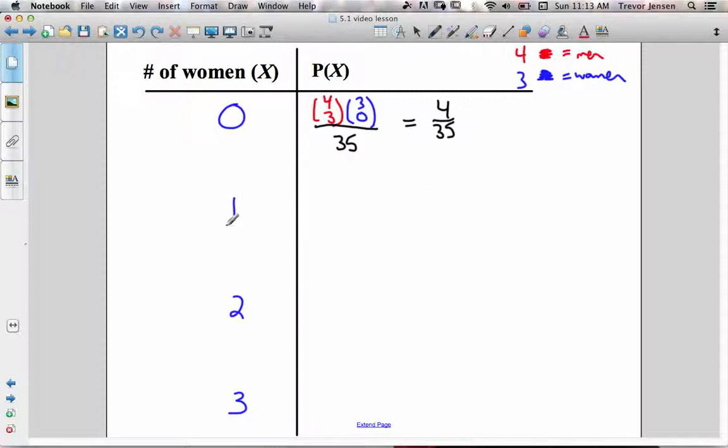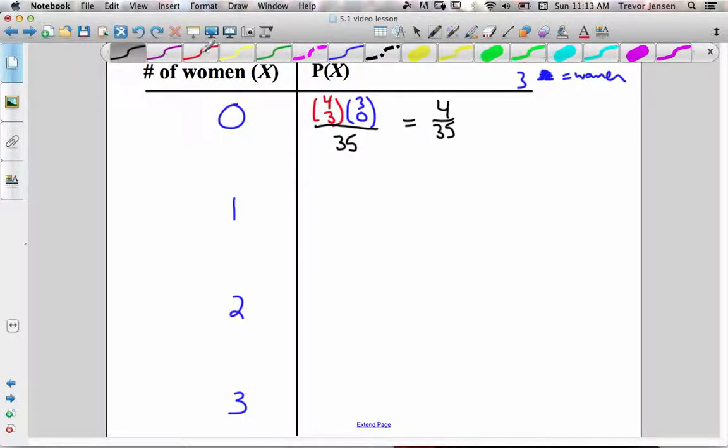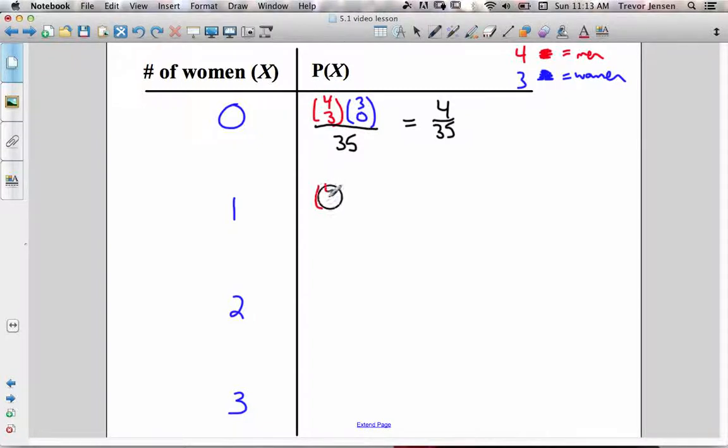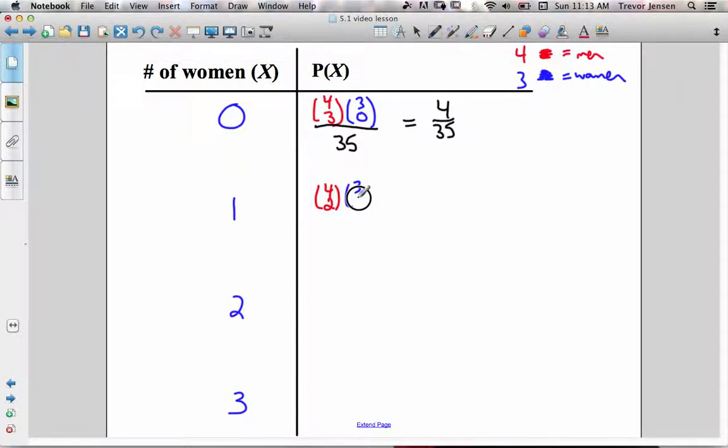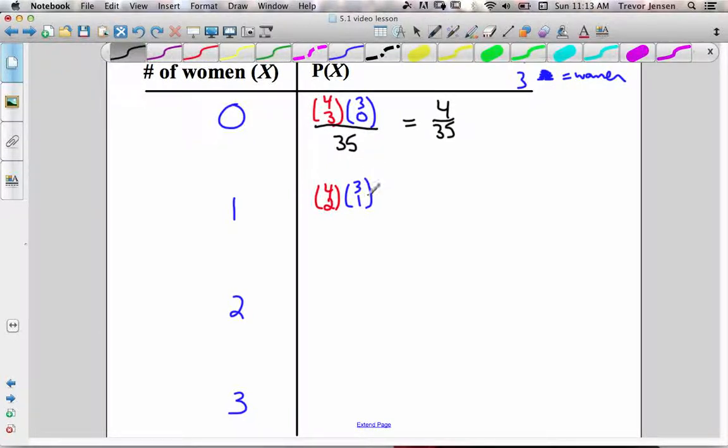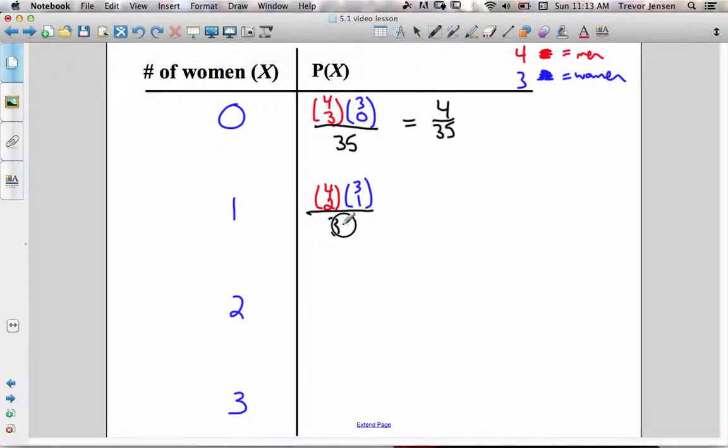How about if on my committee I'm going to have 1 woman? If on the committee of 3 there's 1 woman, that means there are 2 men, so I'm going to choose 2 of the 4 men and 1 of the 3 women. So multiply by 3 choose 1. I'm going to choose 1 of the 3 women. And don't forget to divide this by the total number of possible committees that could be made. There are 35 committees that could be made.